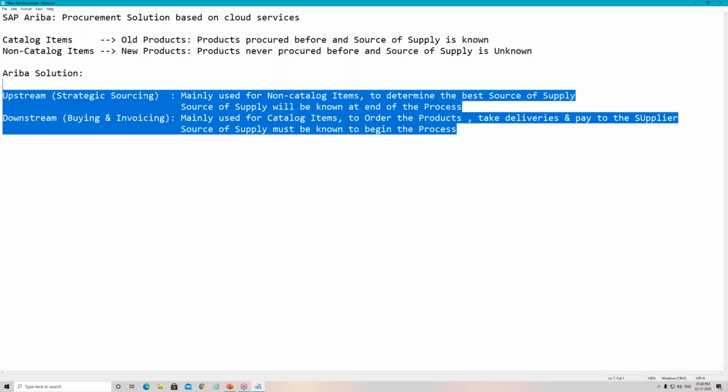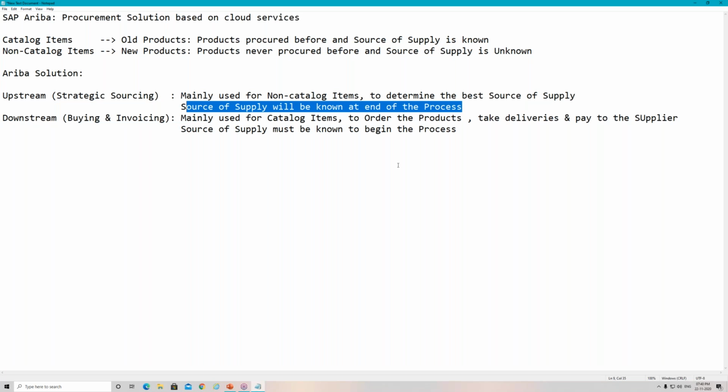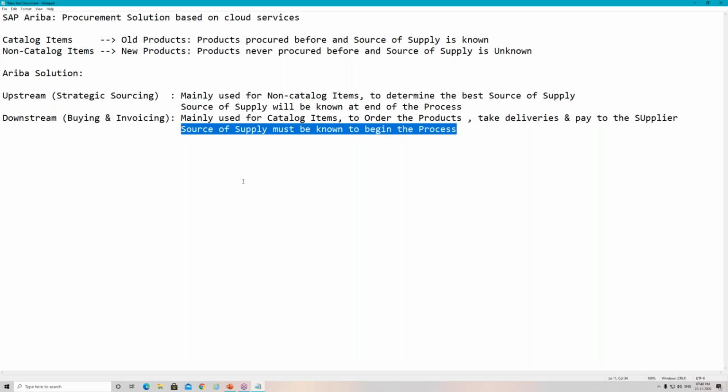Yes, but technically for today's session, to understand the difference, you can say in upstream we are going to ascertain the best source of supply for non-catalog items. Downstream is used for catalog items where the source of supply must be known. Then only we can begin the process. Otherwise, we cannot order. And if we cannot send the PO to the supplier, how will the supplier send us the product? How can we do the GR? How can we ask the supplier to send us the invoice, and how will the payment be done? So that's the major difference between upstream and downstream in a very simple way.